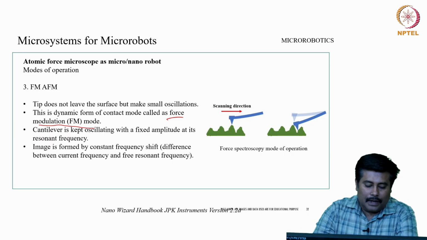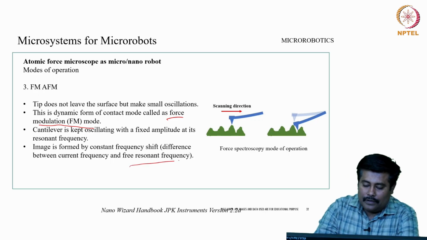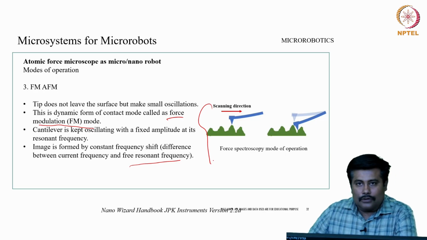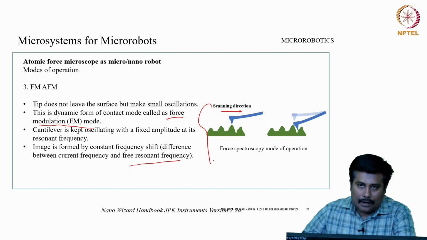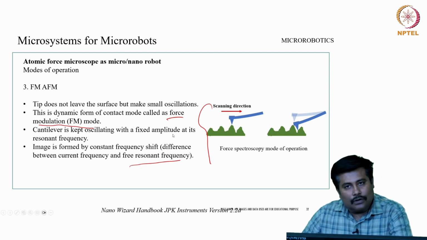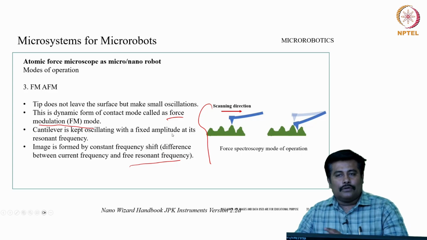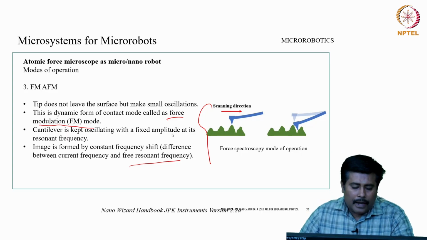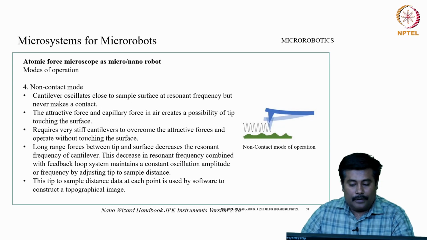The difference between the current frequency and the free resonant frequency is being used. So, ideally this is a kind of force spectroscopy mode. Wherever corrugated structures are there, such force-operated AFM modes, that is, force modulated AFM modes, can be efficiently deployed.